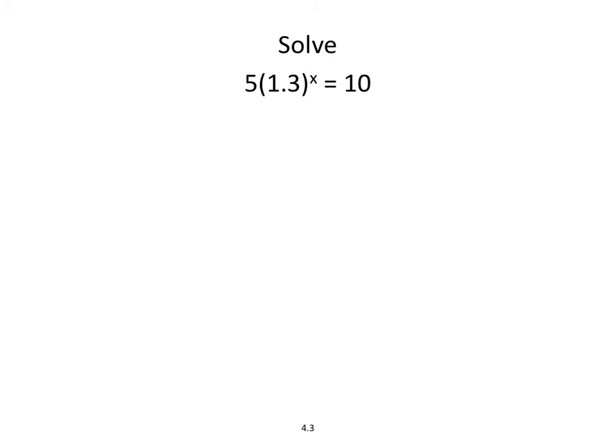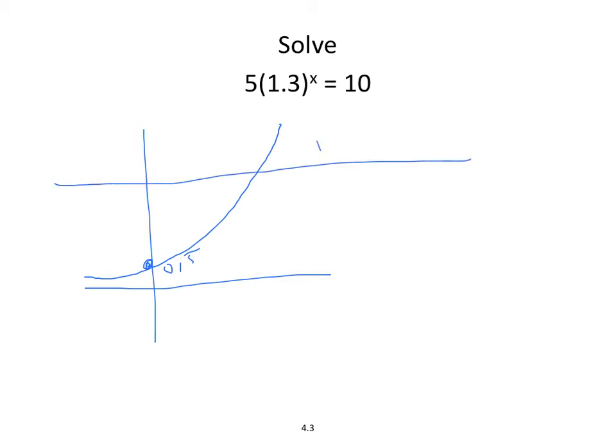Well, it's got a couple of things going on. Oh, maybe we should talk about it graphically. What this is looking at is some exponential growth equation. I know it crosses the y-axis at (0, 5), and that's from our earlier work, because when x is 0, 1.3 to the 0 is 1, so times 5. But what they're asking us is, when does this graph equal y equals 10? And that's what we're doing.